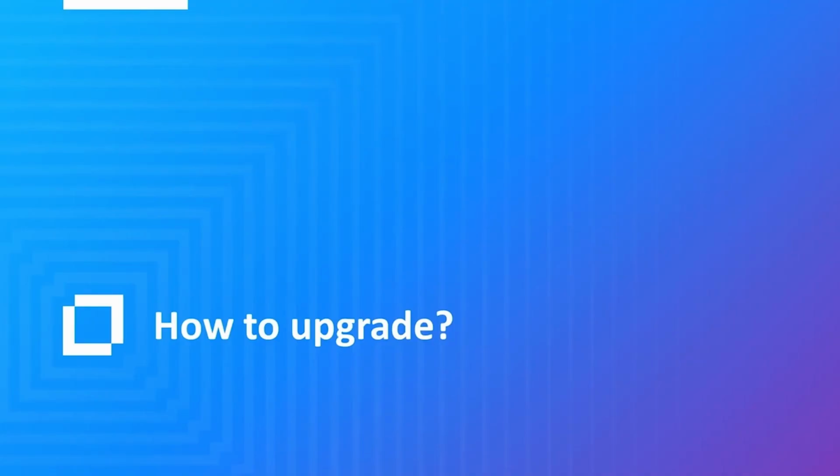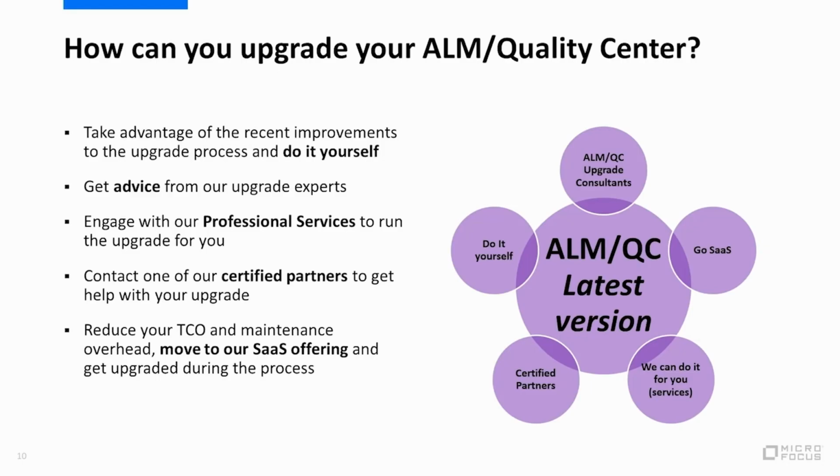Now that we covered the main reasons and motivation for you to upgrade, let's see what is the best way to achieve that. You can take advantage of the recent improvements to the upgrade process, such as the ALM robot, and do it yourself. You can get advice from our upgrade experts to plan the upgrade. If you like to get external help, you can engage with our professional services group or contact one of our certified partners to get help with your upgrade. The last option, if you would like to reduce your maintenance cost, is to move to our SaaS offering and get upgraded during the routine maintenance and administrative process.